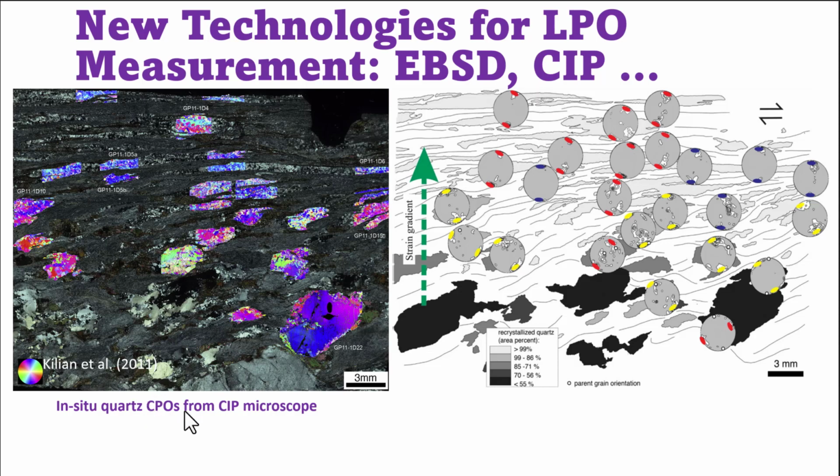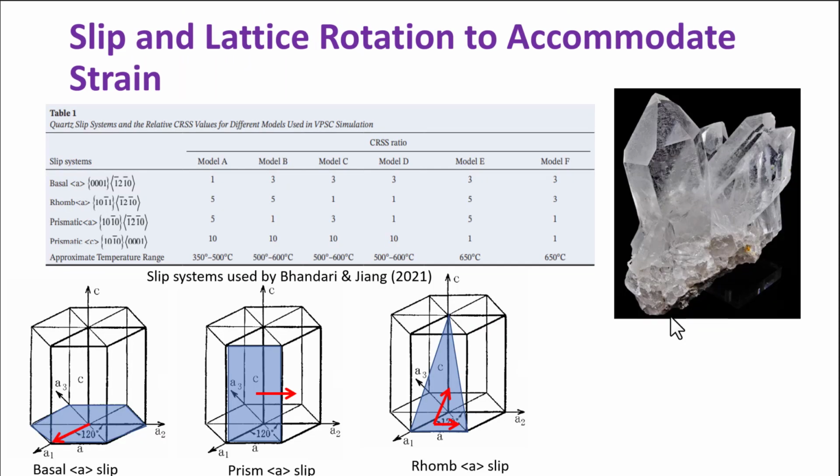Heilbronner et al. used the CIP, computer-integrated polarized microscope, to measure in situ quartz CPOs from a mylonite thin section. It is quite impressive that one can have such in situ acquisition of CPO data. They found that quartz CPOs are quite variable, even in a single thin section. Although there are other mechanisms, most LPOs are produced by dislocation creep. Other deformation mechanisms, like diffusion, tend to weaken or destroy an existing LPO.